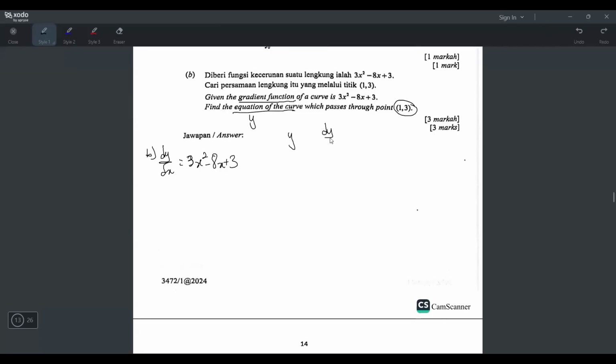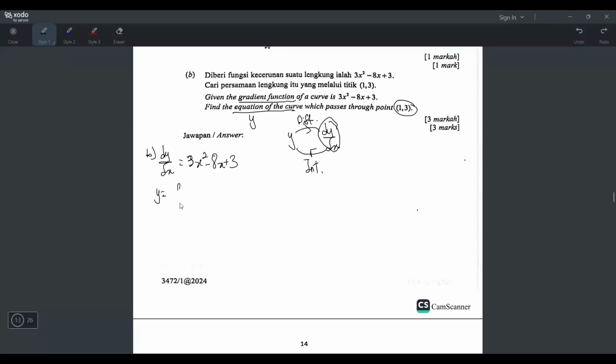Okay, so y macam mana nak jadikan dy dx? You have to differentiate. And then dy dx, how to jadi balik y? You have to integrate. So they give us the dy dx, ask us to find equation. Means saya kena differentiate or integrate? Integrate lah, sebab dia bagi ini mah, saya mau tukar balik y. So I have to integrate.